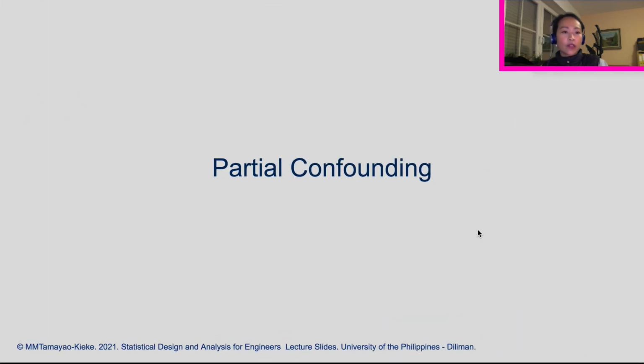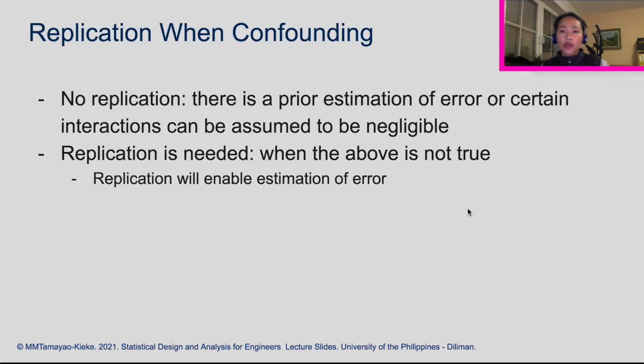Okay, now let's move on to partial confounding. If there is a prior estimation of error, or when you can assume that certain interactions in your experiment are negligible, then replication may not be necessary. However, when this is not true, when you don't have a prior estimation of the error, or you cannot assume that certain interactions are negligible, then you have to perform replication, okay?